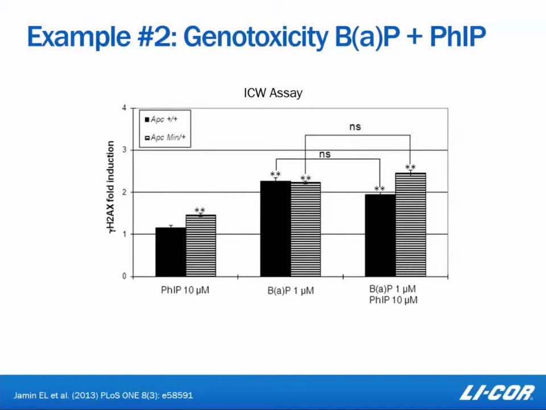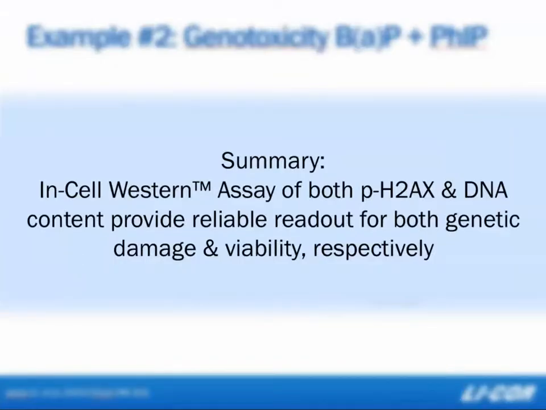And we can see this here as read by the In-Cell Western Assay quantifying phosphorylation of our histone. But what was interesting is that both compounds together did not have a significant difference in histone phosphorylation when compared to BAP alone. So for this group, they were able to utilize the In-Cell Western Assay to monitor two events linked to apoptosis. The first is phosphorylation of histone H2AX, which is linked to genotoxicity. The second is DNA content, which is linked to cell viability.